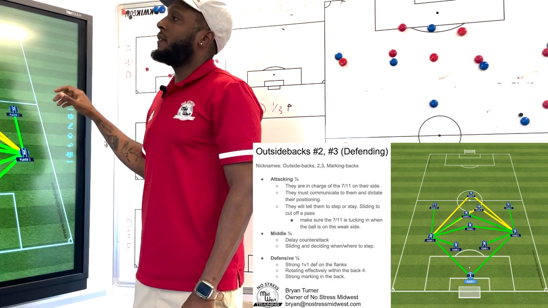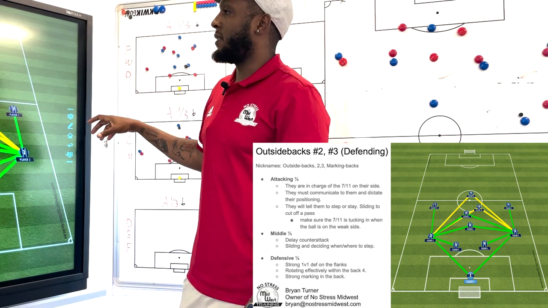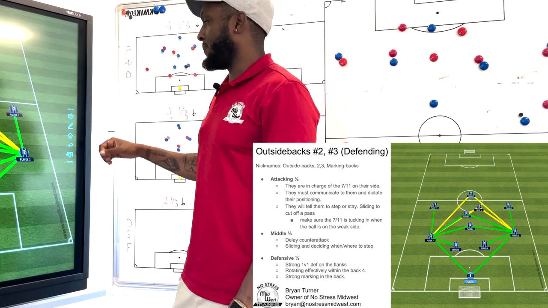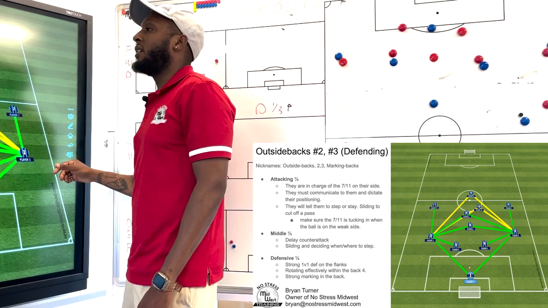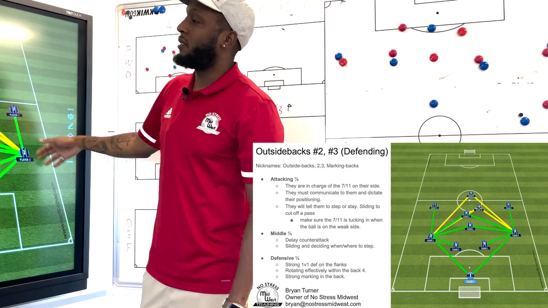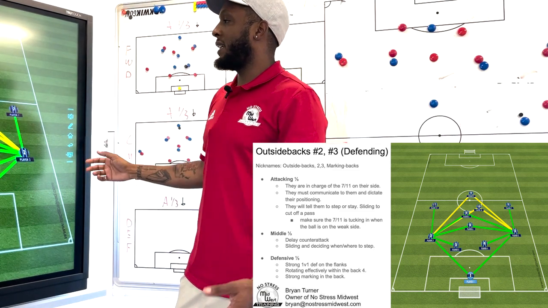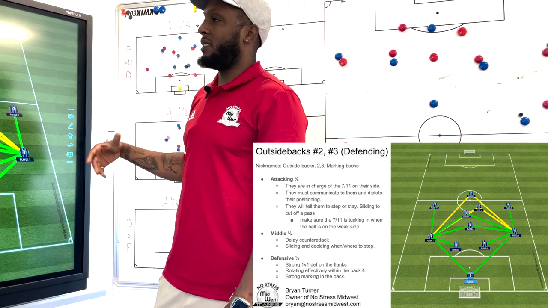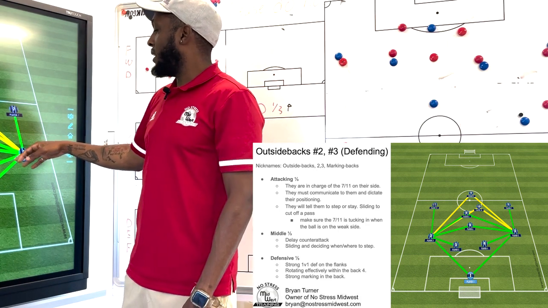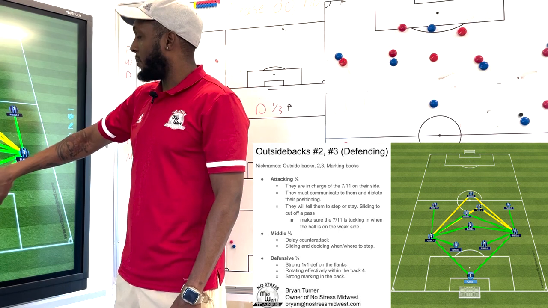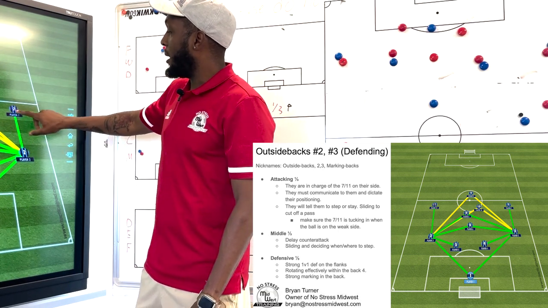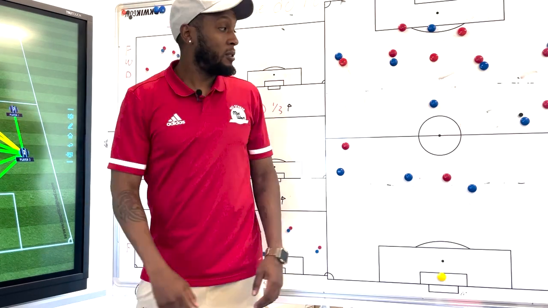On the defensive side of the outside backs in that 2-3, in the attacking third, just in charge of marking the 7 or 11 or the opposition wing back, communicating to them and dictating their positioning on where they want to slide over with the help from our center back and with the help from our forward. Maybe we can come and double team together.